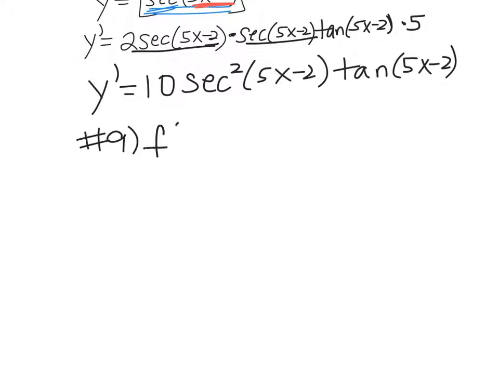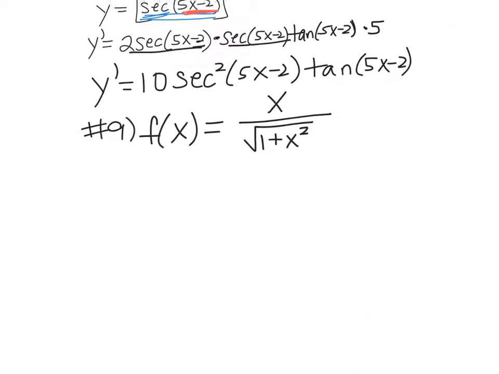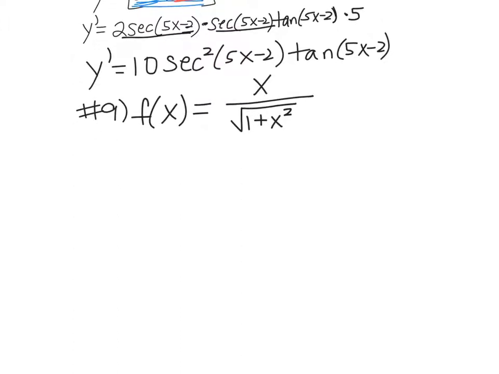F of x equals x divided by the square root of 1 plus x squared. Okay, we are going to combine quotient rule with chain rule, power rule, and radicals and fractions. This is a really good one. Actually, there's kind of a way that you can do this to get around doing quotient rule.